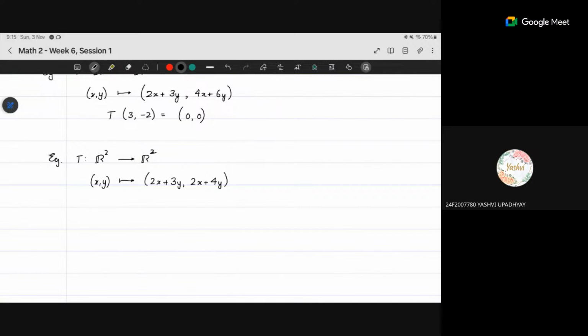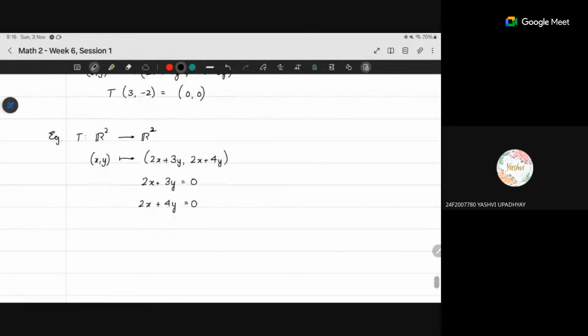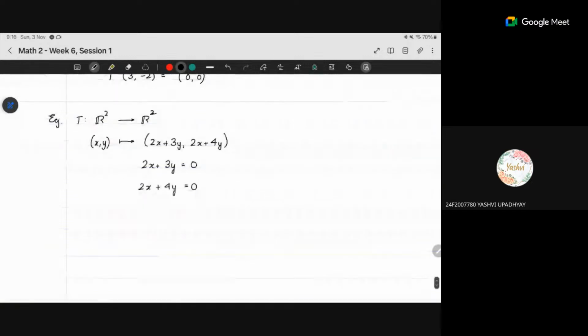The 0, 0 vector will only happen for 0, 0. Yeah, it should be injective. If we assign it to 0, 0, then 2x plus 3y is 0 and 2x plus 4y is 0. So 2x is equal to minus 3y and 2x is equal to minus 4y. Now, if you solve the system of equations, what will you get? 0, 0.